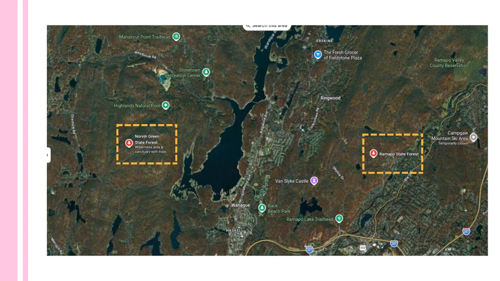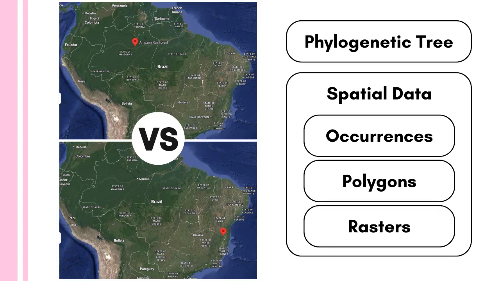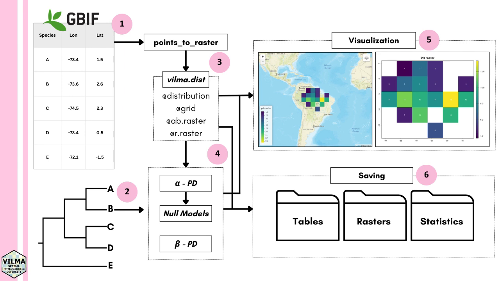While these indices are relatively easy to calculate at local levels, they become more challenging at large spatial scales. This is where vilma becomes useful. Using occurrence data and a phylogenetic tree, it calculates multiple phylogenetic diversity indices and returns spatial outputs ready to visualize, export, and analyze. It also includes a Shiny app for users with less programming experience.